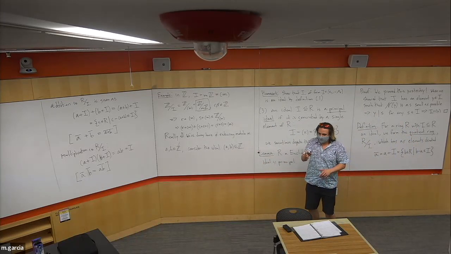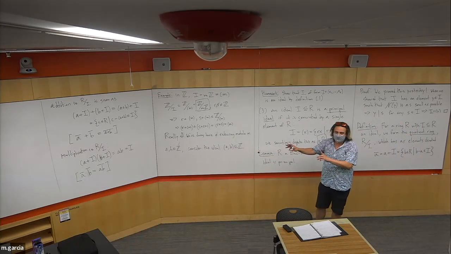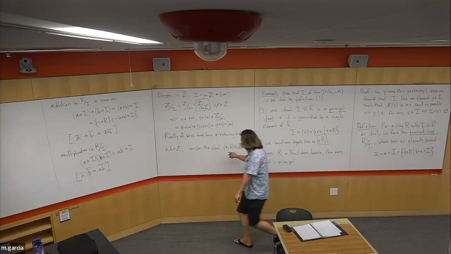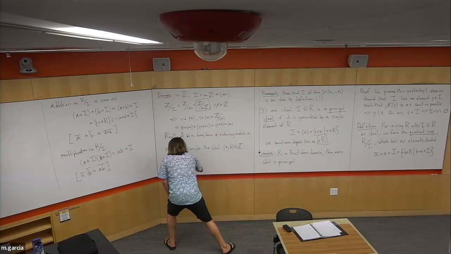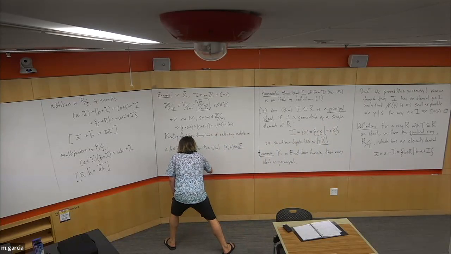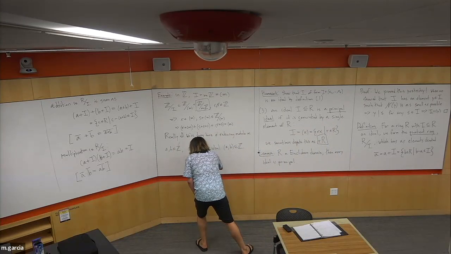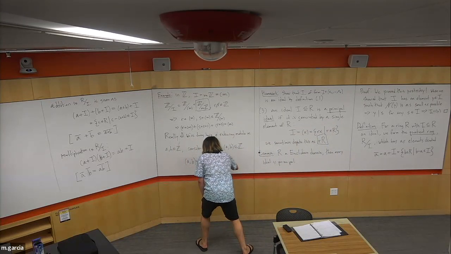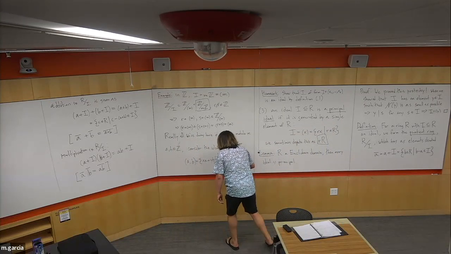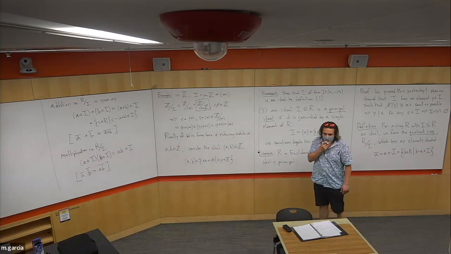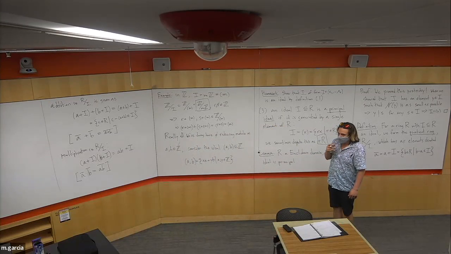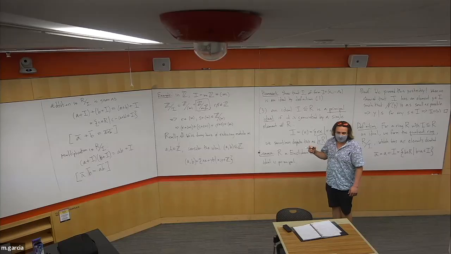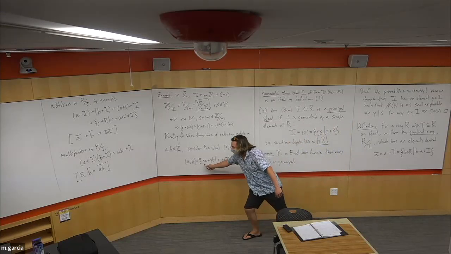Okay, let's unpack the definition first. What is the ideal generated by A and B? Well, this is the set of integral linear combinations XA plus YB such that X and Y are integers. So can I find an element which divides all integral linear combinations?